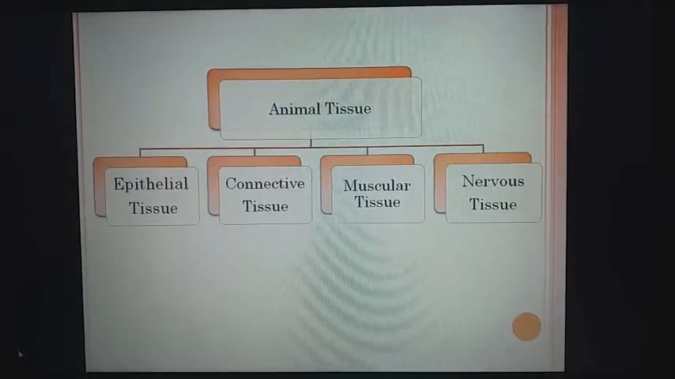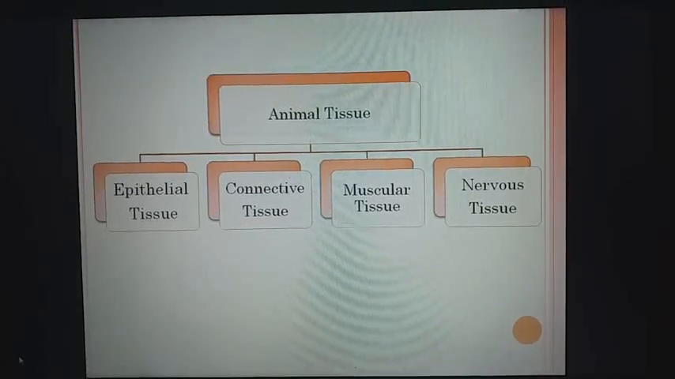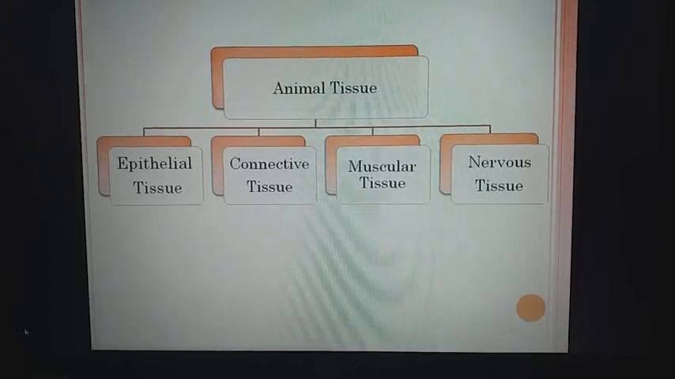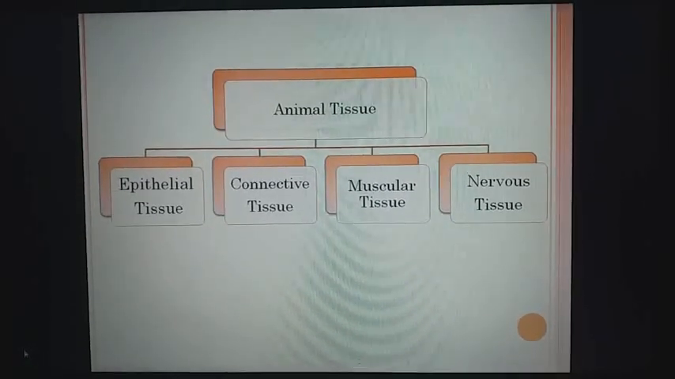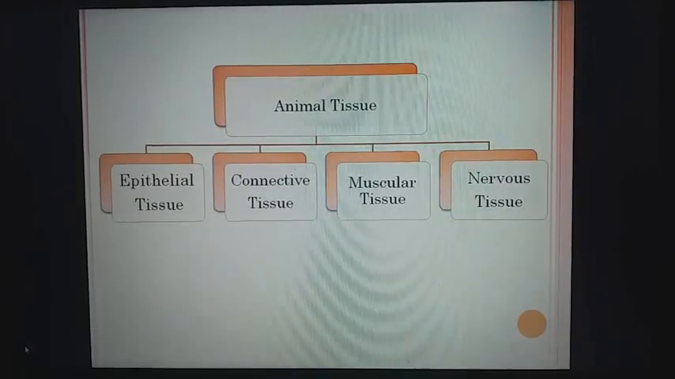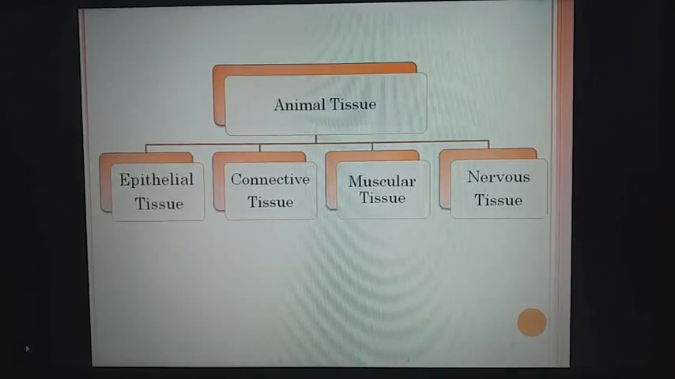So we have completed plant tissue. Now we are doing animal tissue. Animal tissue is of four types. Already we have discussed. That is epithelial tissue, connective tissue, muscular tissue and nervous tissue. Among that, epithelial tissue and connective tissue we have completed. Today we will start muscular tissue.